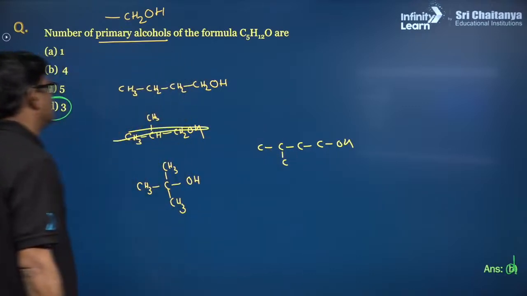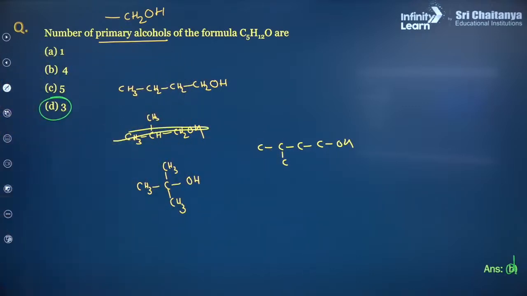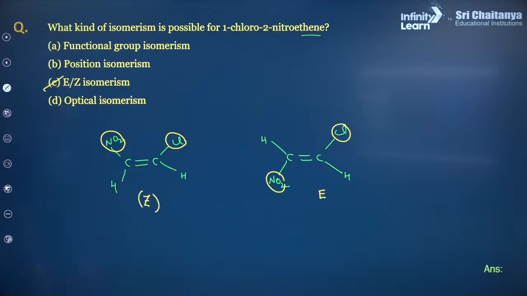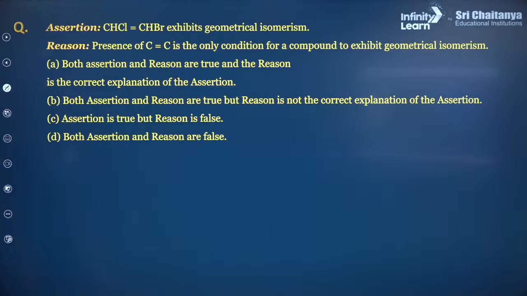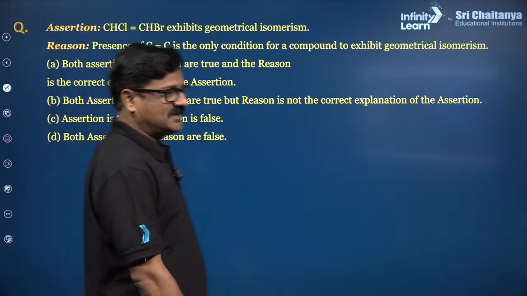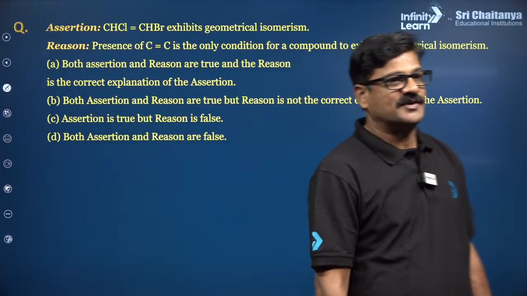This is 3-methyl butanol. I have only taken out one carbon. This is the structure. Now moving ahead, the assertion: in CHCl=CHBr, the double bond between them exhibits geometrical isomerism.